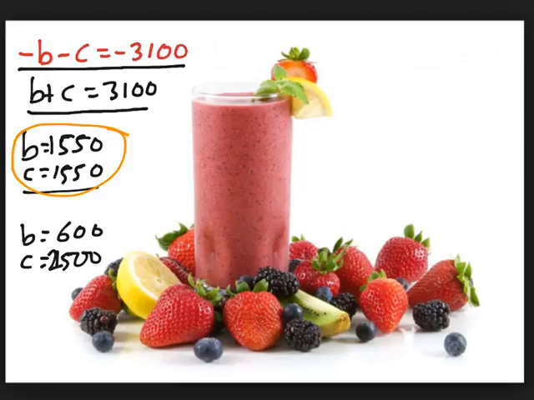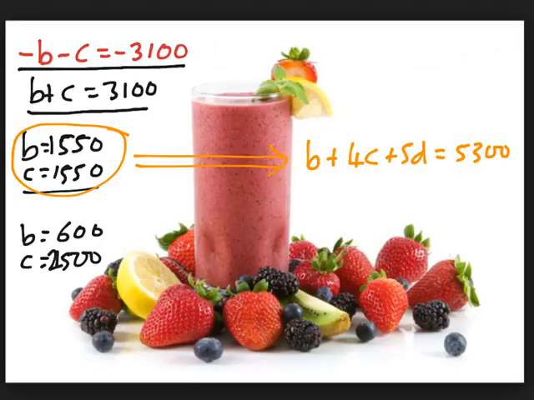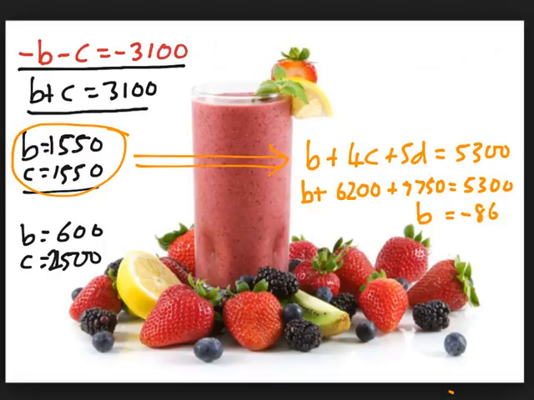Taking any one of these pairs, we then put it into one of the equations. Let's take the first equation, and putting in the values of 1550, we get the following. This gives the result that b would have to equal negative 8650, which we cannot have a negative answer to these questions. The manufacturer cannot make a negative amount of smoothies, so therefore there is no solution for the manufacturer.